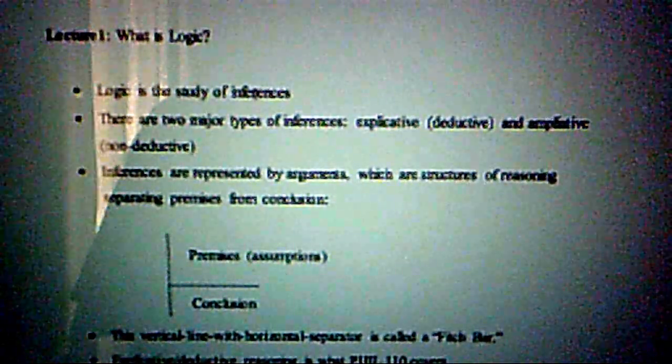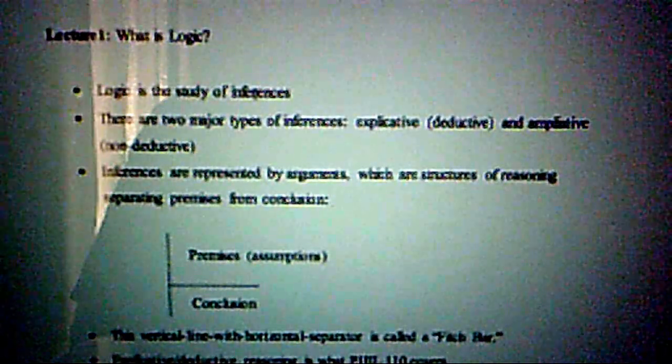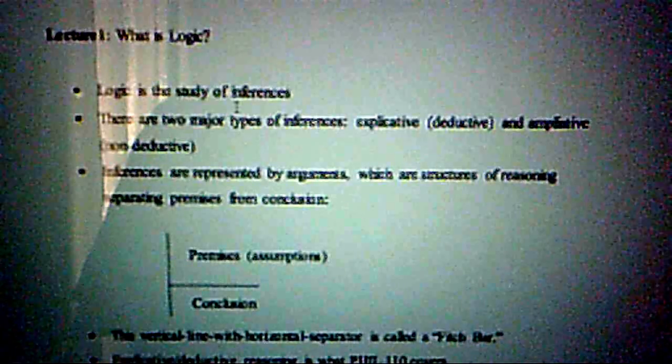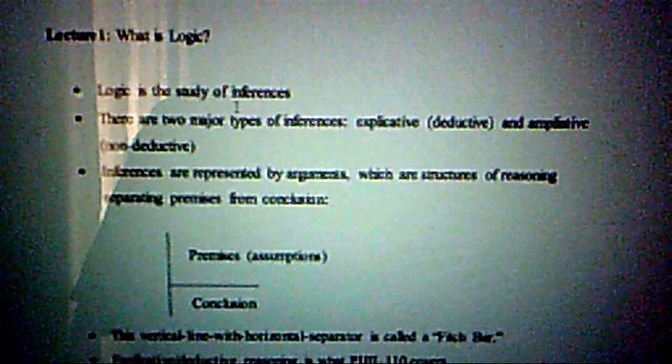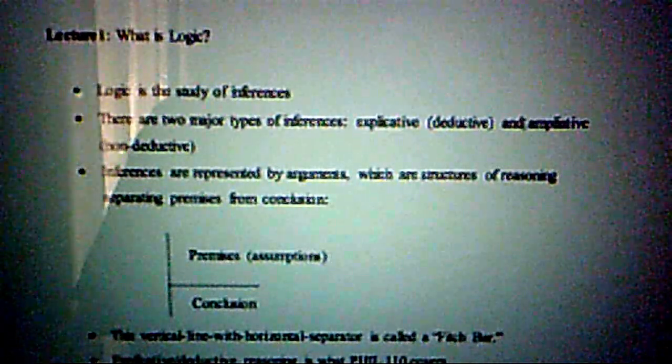Logic is the study of inferences. That's a pretty broad definition. What's meant by inferences is just everyday kinds of behavior patterns that we engage in, whether it's conscious or not. The major types of inferences, there's two types, explicative or deductive and ampliative.